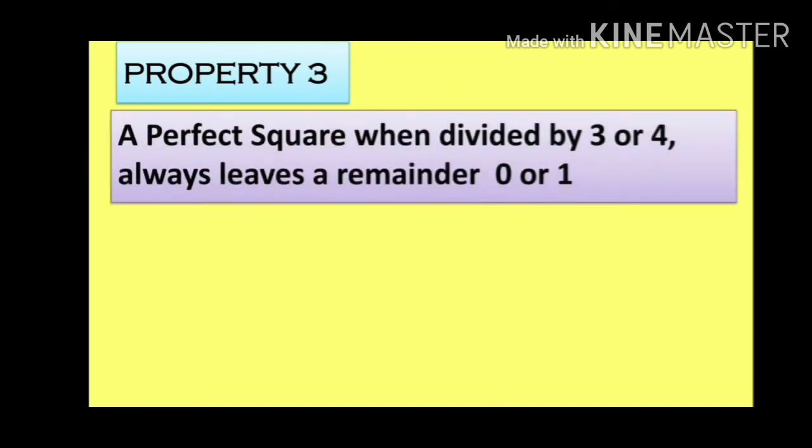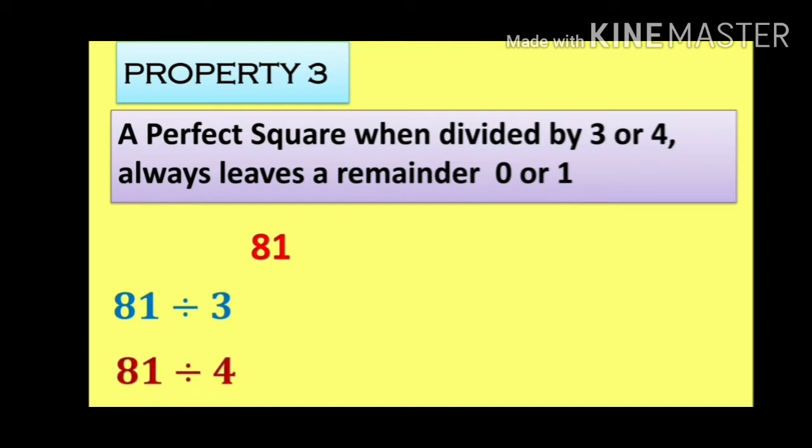The third property says a perfect square when divided by 3 or 4 always leaves a remainder 0 or 1. That means when we divide a perfect square by 3 or by 4, either we'll get a remainder 0 or we'll get a remainder 1. So this says that suppose we take the number 81. Now 81 is divided by 3 and 81 is divided by 4.